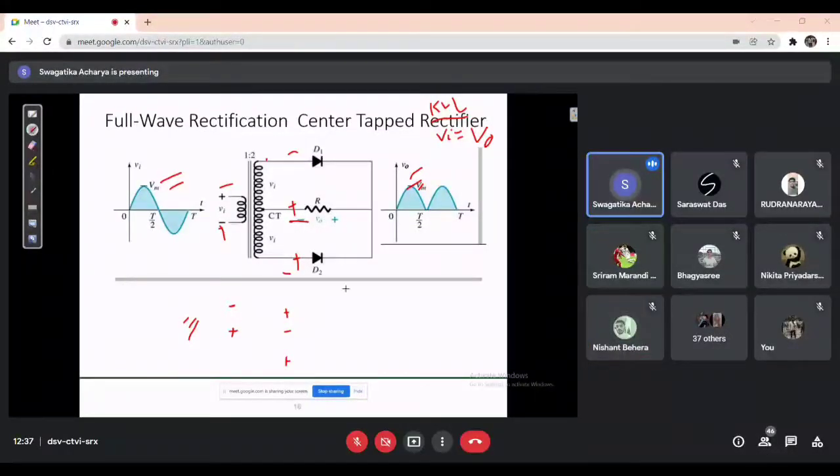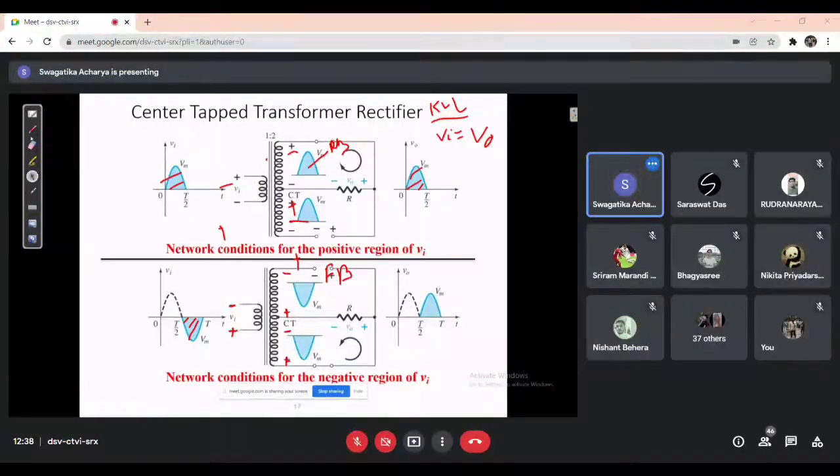Now as it is positive here, positive is connected to the P terminal in D2 and negative is connected to the P terminal of D1. So D1 will be reverse bias and D2 will be forward bias, right? So D2 is in forward bias now. So coming to the next one.